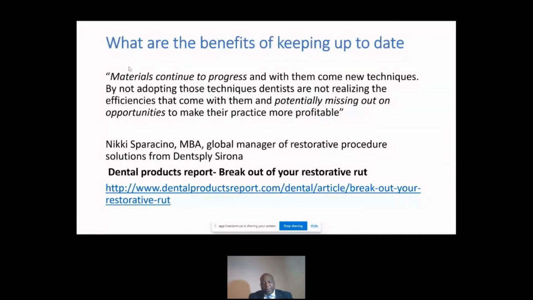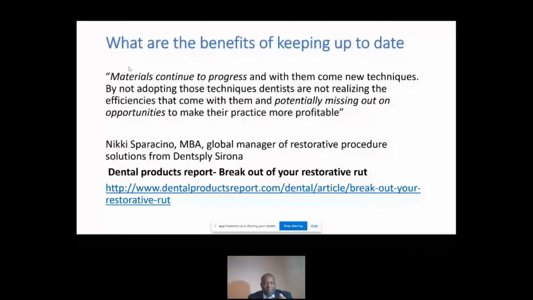And keeping up to date. Well, it can be described very nicely in the following two quotes, which is from a paper that I would recommend you to look at. It's from the Dental Products Report, Breaking Out of a Restorative Rut. And this is what Nick Cipriano said, who was an MBA global manager of restorative procedures. He said that materials continue to progress, and with them come new techniques. And if we don't adopt these techniques, we could be missing out on efficiencies and opportunities to make our practices more profitable.